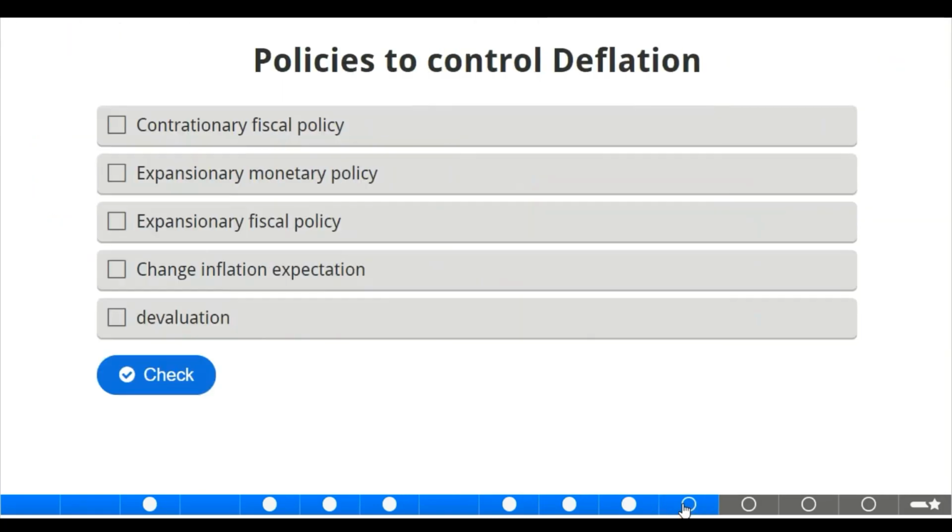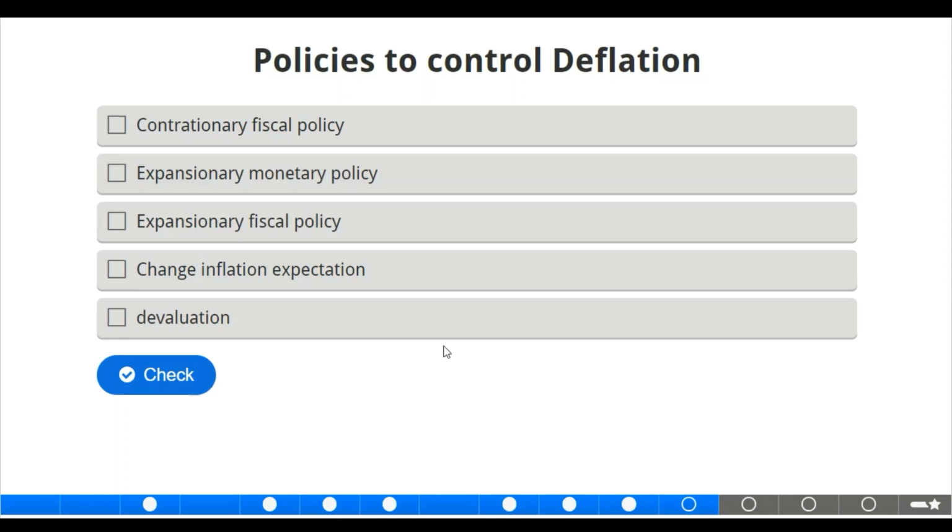Now we move to the next slide. Moving to the next slide, we now have the policies to control deflation. I want you to guess here, where you have to choose the multiple choice. We have discussed the policies that can be used to control inflation. Now, what do you think can be the policies to control deflation?